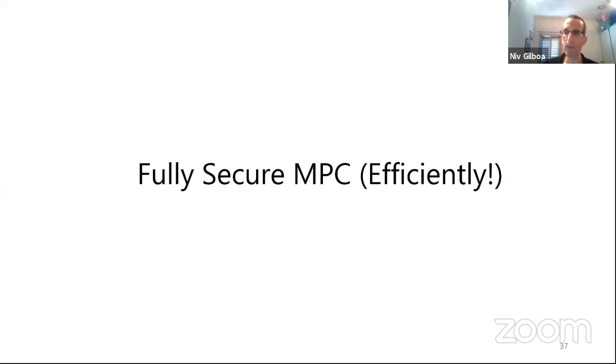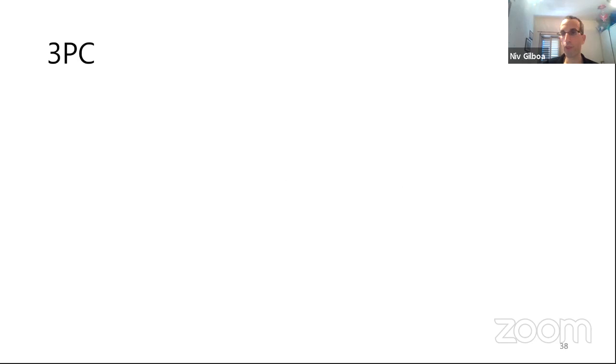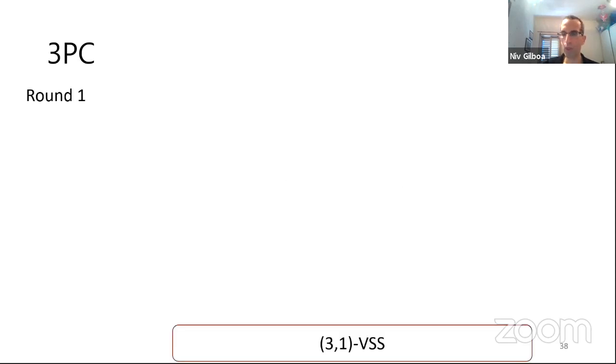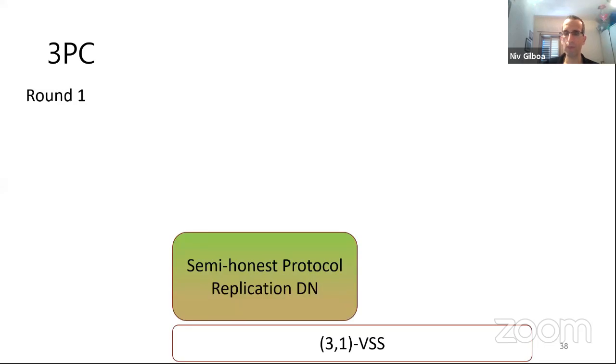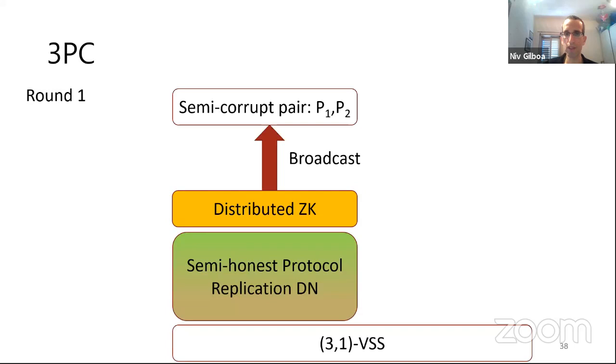Okay, so now when we have the components, we can show how to do the fully secure MPC, and this time efficiently. The previous time, the basic approach was inefficient. So here's what we do for 3PC. We first secret share the inputs. We run the semi-honest protocol using the replication Damgard-Nielsen I showed. Above it, we run the distributed ZK. Each party proves that its messages were consistent. If the distributed ZK returns accept, everything is good.